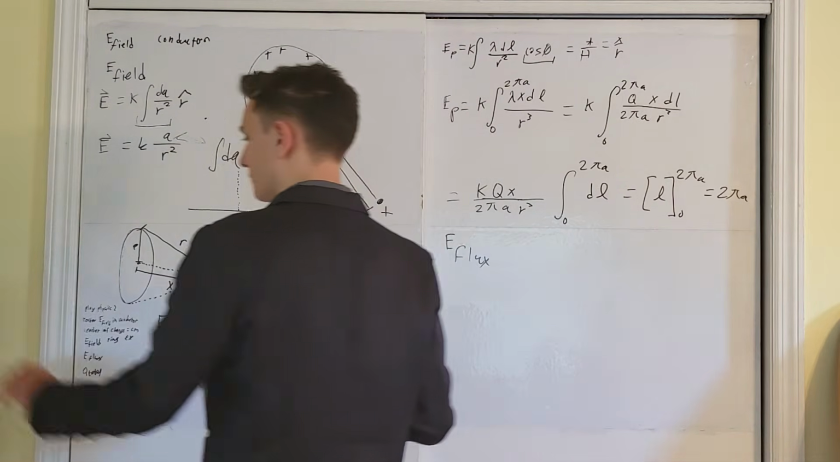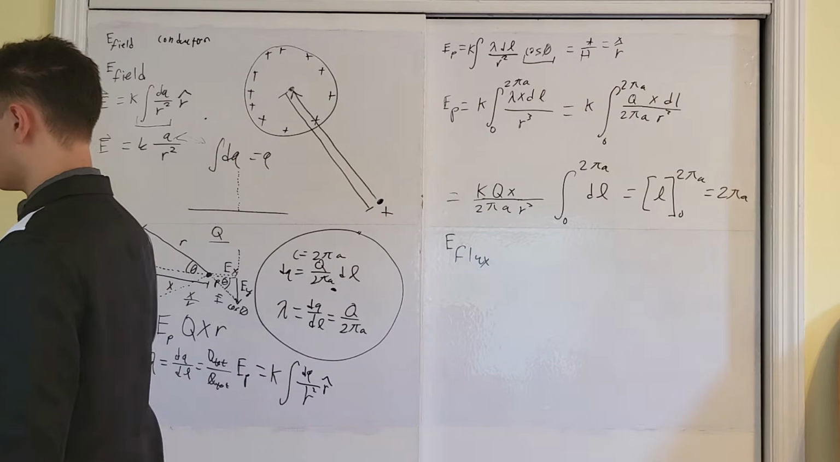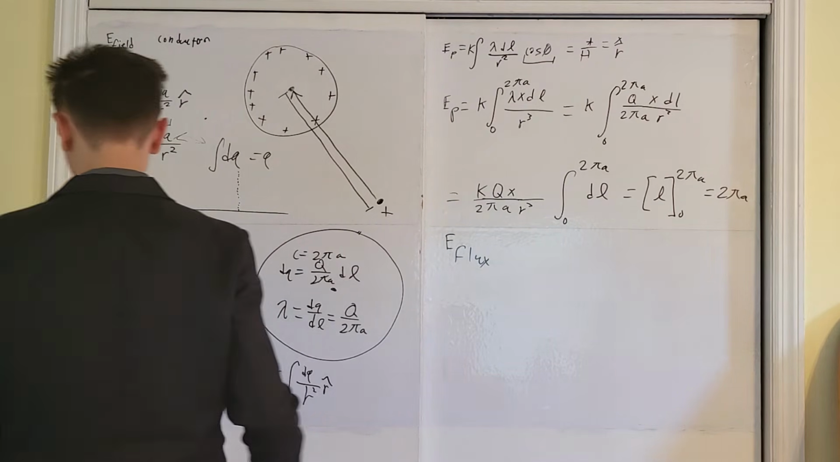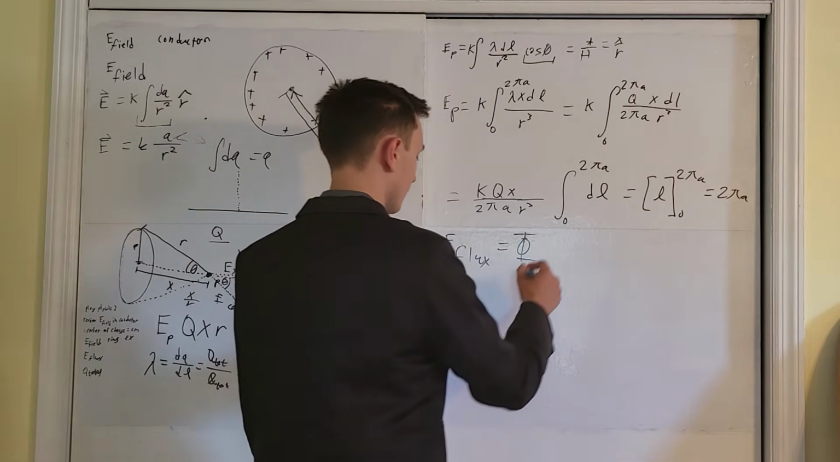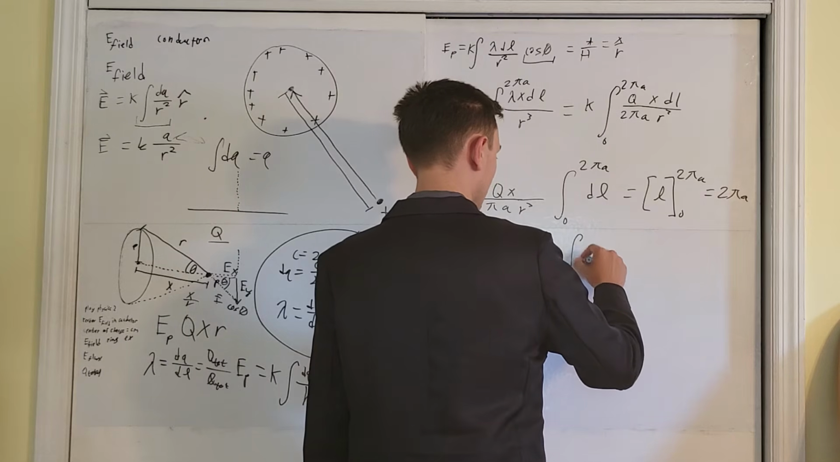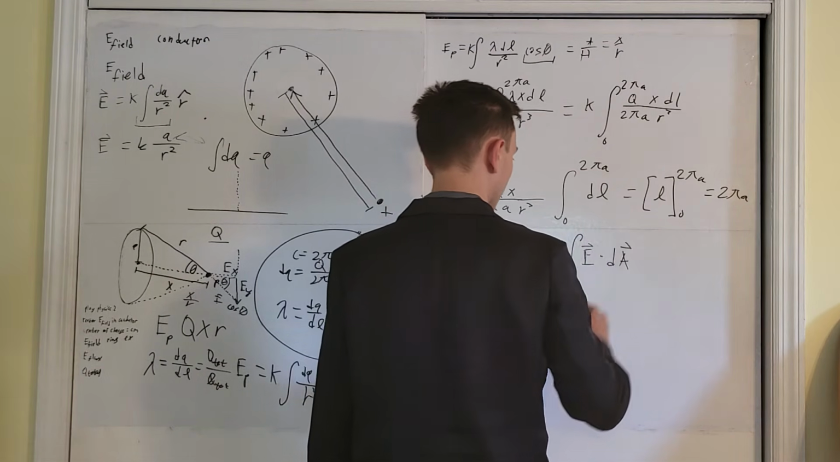Okay, next topic is electric flux. Electric flux, we have an equation for on our reference table. It is given by the quantity capital Phi, which is going to equal the integral of the electric field vector dotted with the area differential vector.